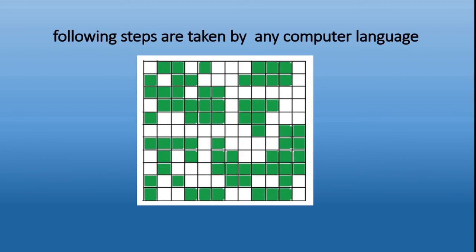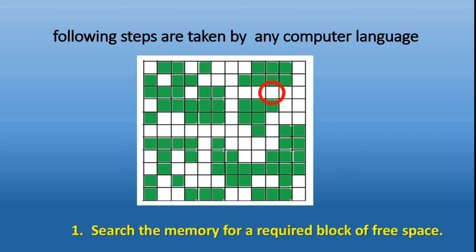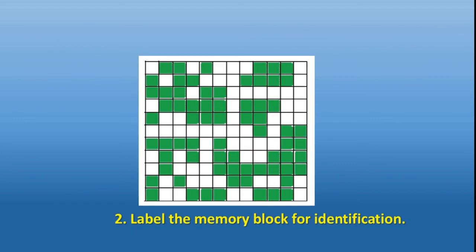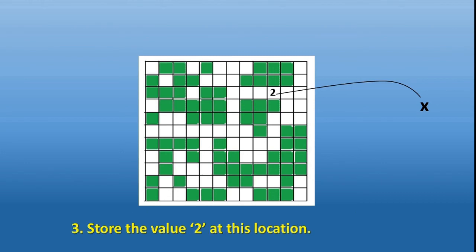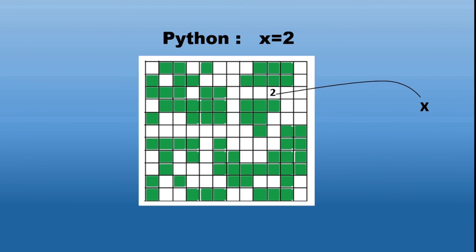The following steps are taken by a computer language to create a variable with value 2. First, it will search the memory for a required block of free space. Then it labels the memory block for identification. Let's consider in this case as x. Then it will store the value 2 at that location. The whole process is enclosed in a command x = 2, where x is a label for the variable and 2 is the value stored in that particular variable location.